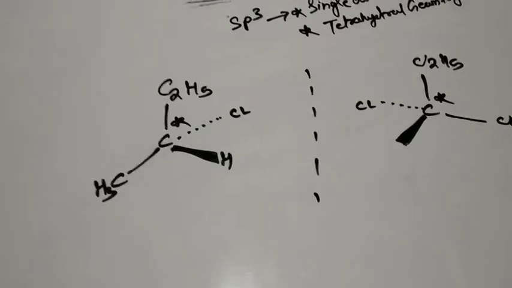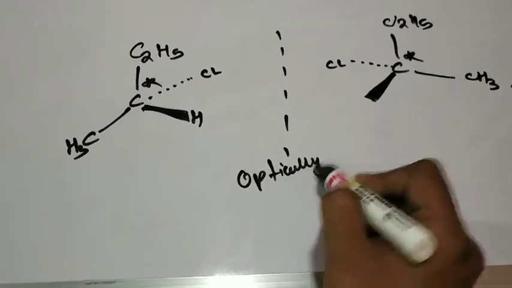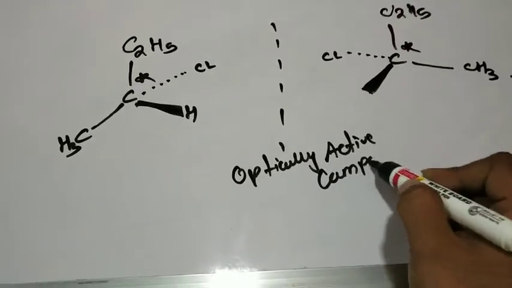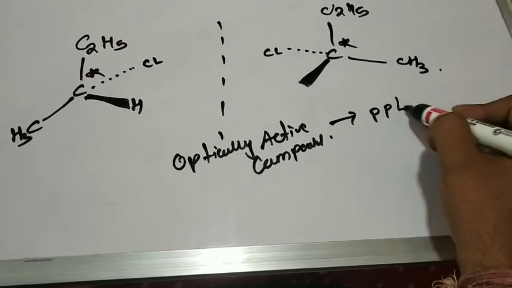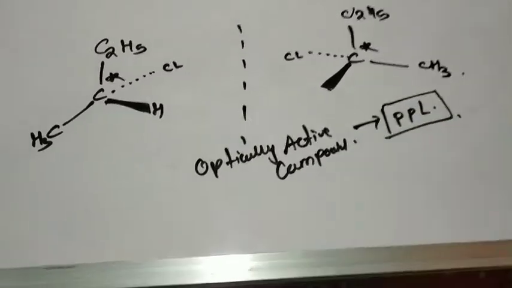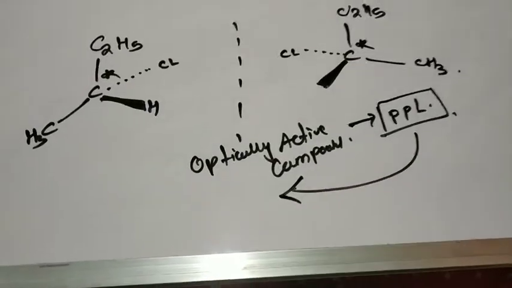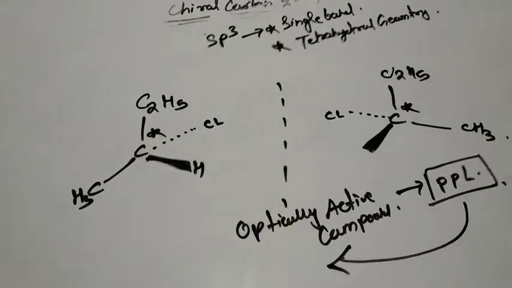Now in this case, they are optically active compounds. Why are they optically active compounds? Because they rotate the plane polarized light, right? Because they rotate the plane polarized light, that is why they are optically active compounds, and they will be represented by the asterisk mark.